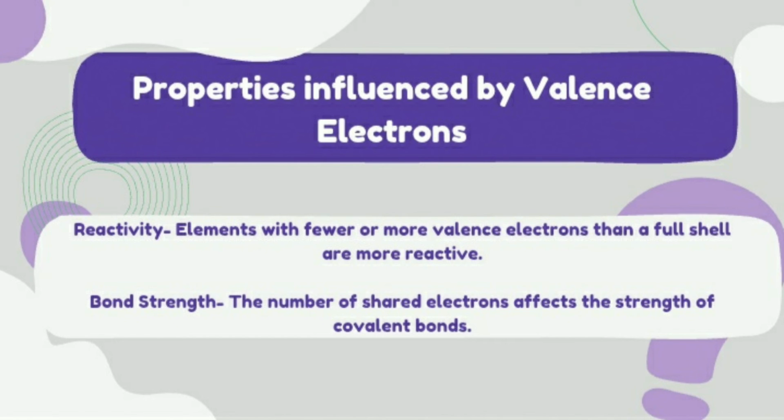And here are the properties influenced by valence electrons. First is reactivity. Elements with fewer or more valence electrons than a full shell are more reactive. Second is the bond strength. The number of shared electrons affects the strength of covalent bond.